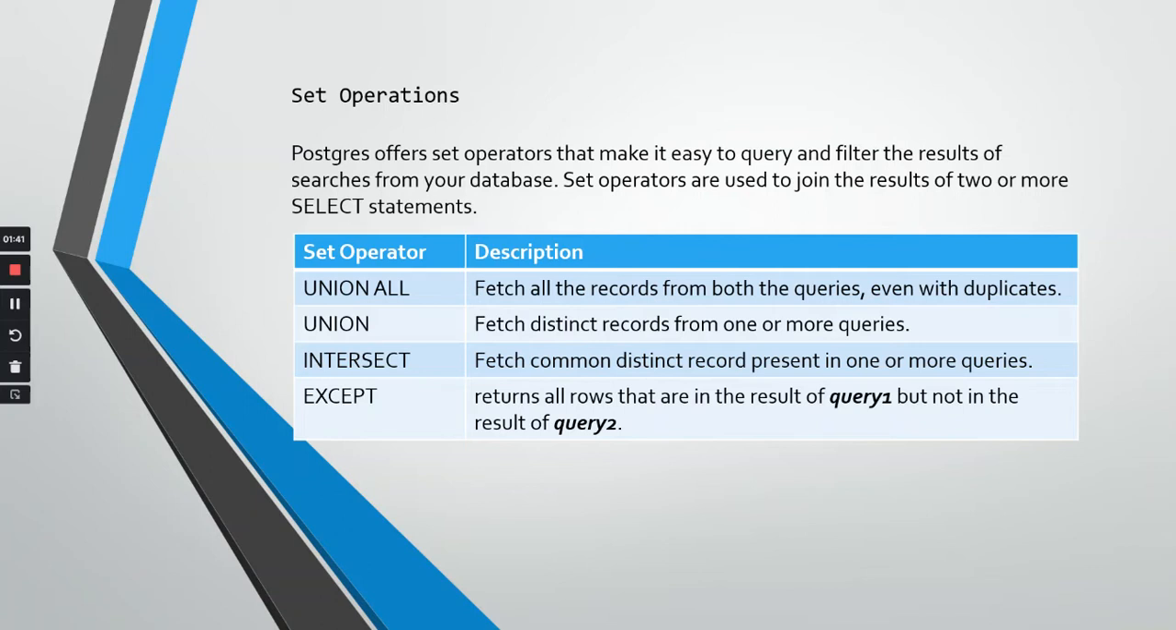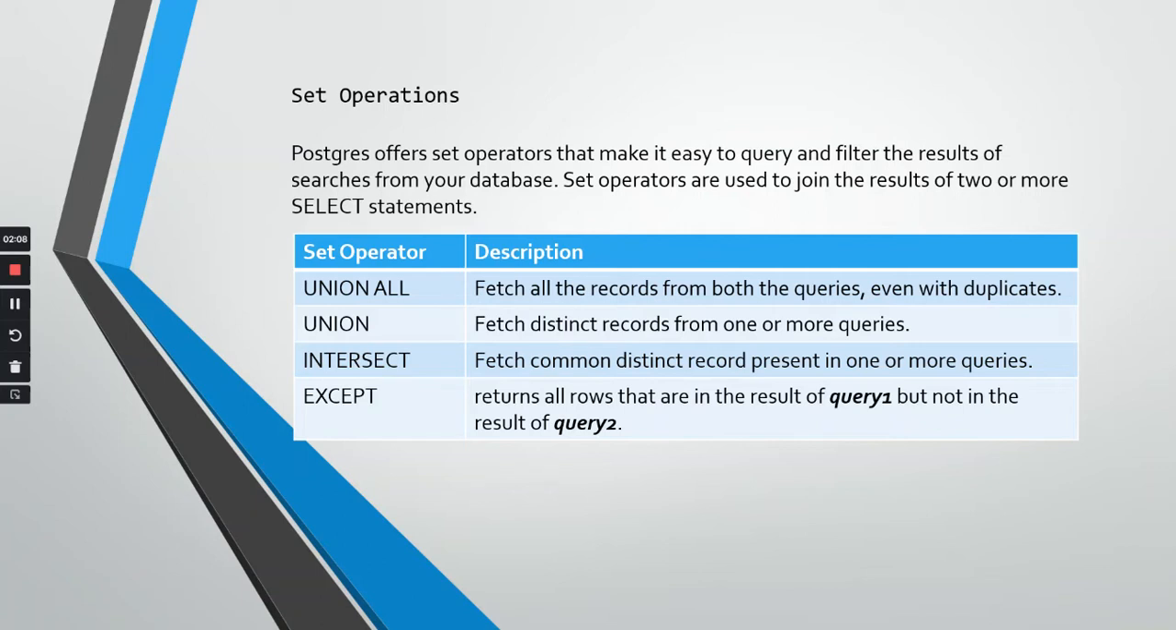Okay. What is an intersect? It fetches common distinct records present in one or more queries. So if there are more than one query, then it will fetch only common records in all the queries. So for example, in query 1 you have 1, 2, 3, and in query 2 you have 1, 3, 4. Then 1 and 3 would be the only ones fetched. 2 from the first query and 4 from the second query would be eliminated because they are not common. So only the records common between all the queries will be fetched.